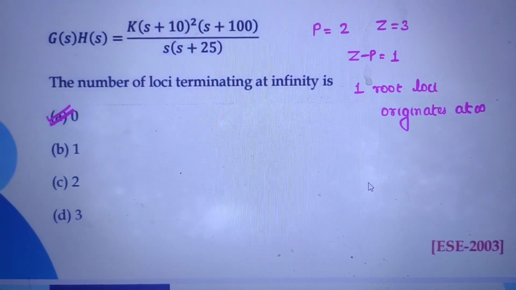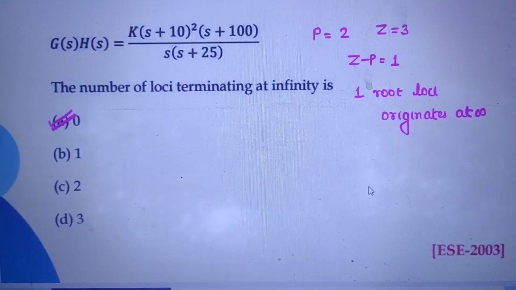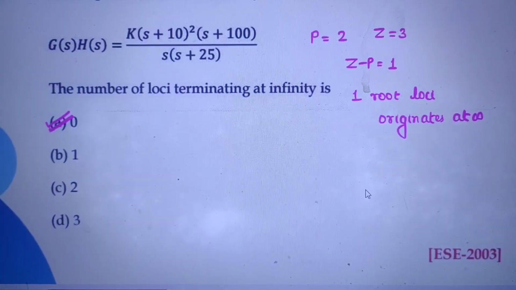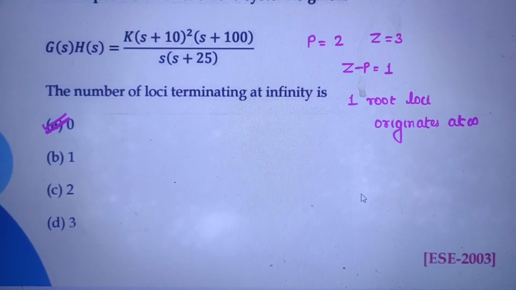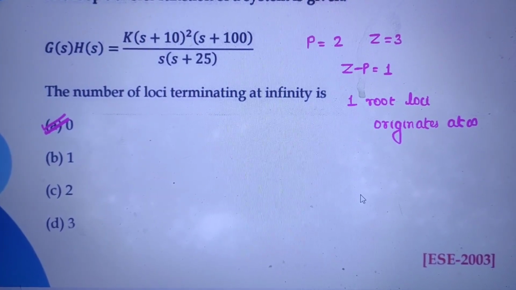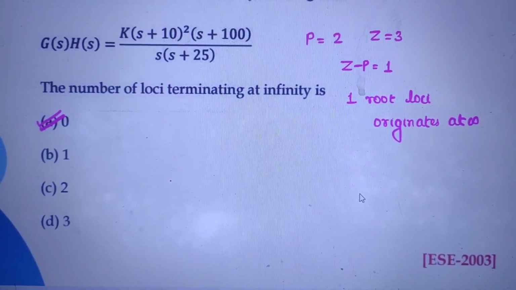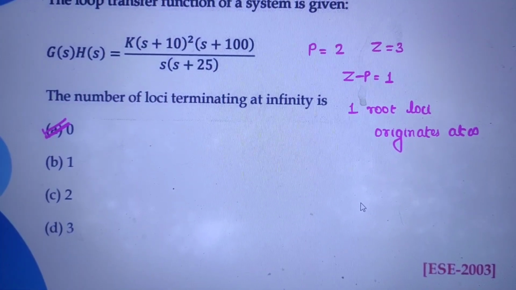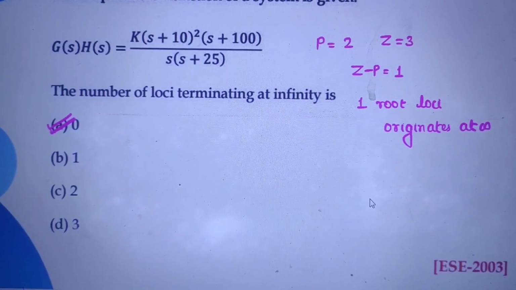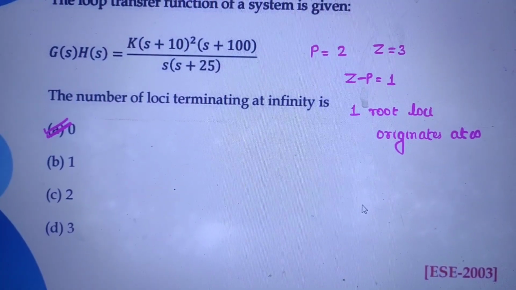Given G(s)H(s) is K into (s plus 10) whole square into (s plus 100) divided by s into (s plus 25). He is asking the number of root loci terminating at infinity. Here the number of poles is 2 and the number of zeros is 3, so zeros are more than poles. Z minus P is equal to 1. By mistake, don't place the answer as 1, because he is asking the number of root loci terminating at infinity. So the number of root loci terminating at infinity is 0, because here zeros are 3 and poles are 2.